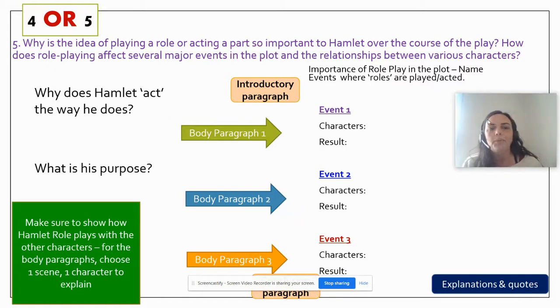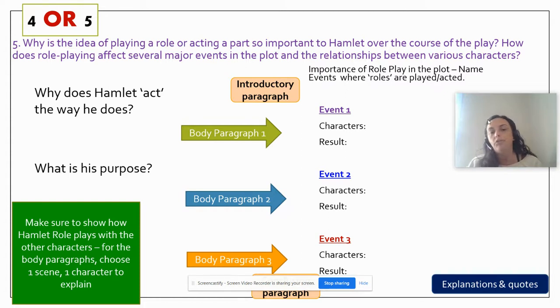Why is the idea of playing a role or acting a part so important to Hamlet over the course of the play? How does role playing affect several major events in the plot and the relationships between various characters? So essentially, the question is, why does Hamlet act the way he does? What is his purpose? And you need to show that in 3 different events. So choose 3 major events from the play of Hamlet and make those your body paragraphs.